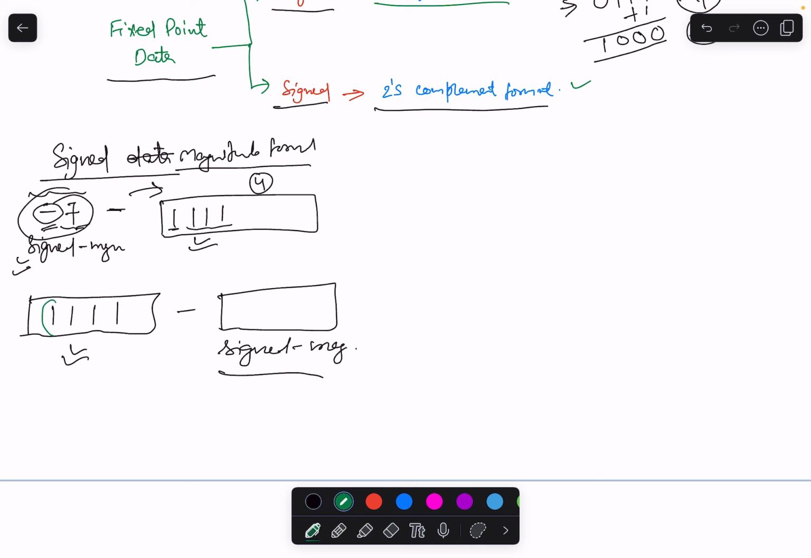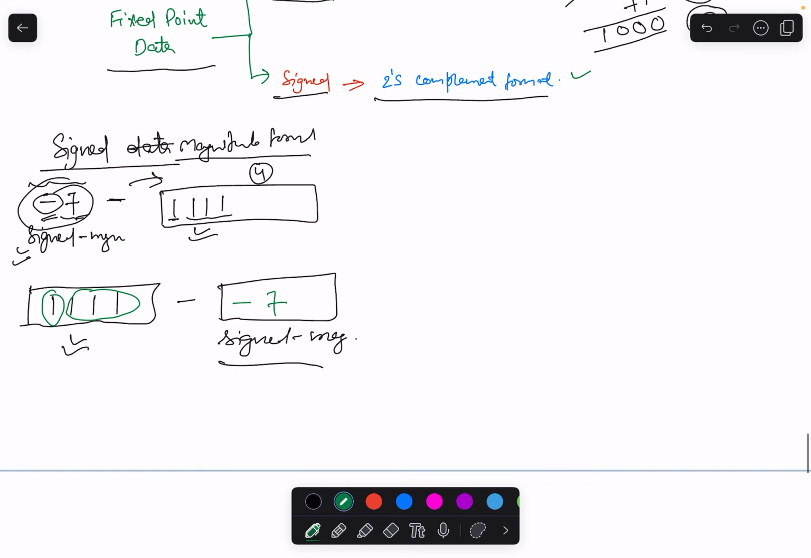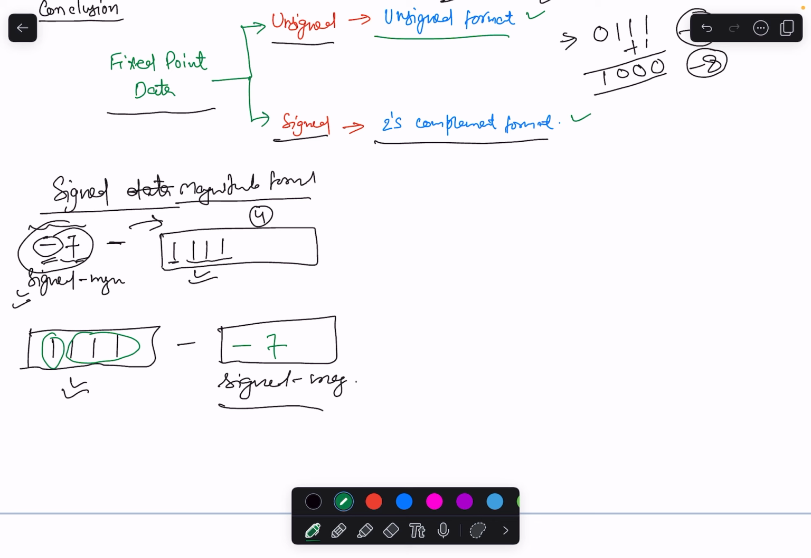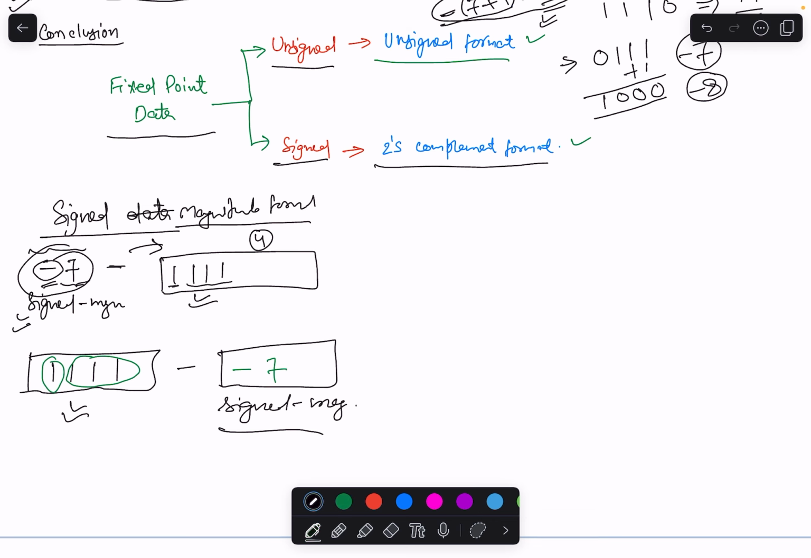We take the MSB bit, so it is 1, so the sign will be minus, and we will find the value of this 111, so it would be 7. So this is how we convert the value to bits and bits to value in the sign magnitude format.